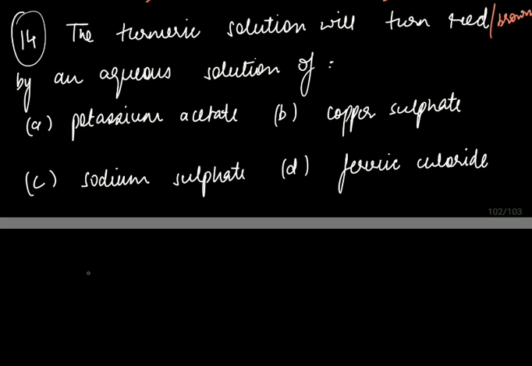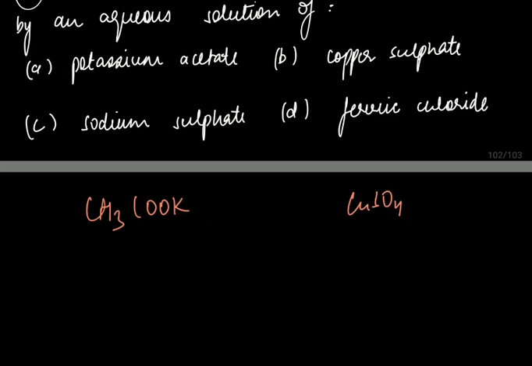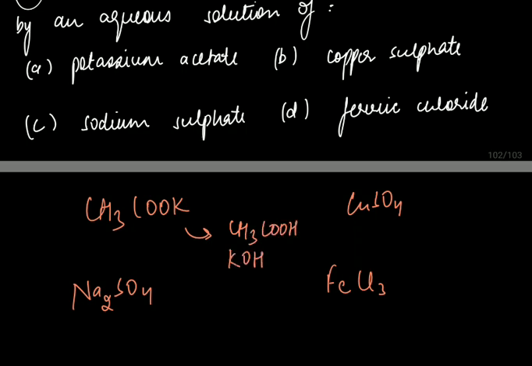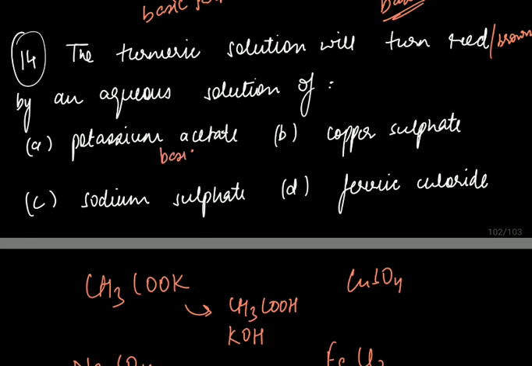So let's talk about potassium acetate. Potassium acetate is CH3COK. Again, practice chemical formulas, it's there on my channel, please go and watch. Then copper sulfate, CuSO4. Then we have sodium sulfate, Na2SO4. Then we have ferric chloride, FeCl3. Now, this potassium acetate is obtained from acetic acid and potassium hydroxide. This is a basic salt actually. So basically, we have got our answer.